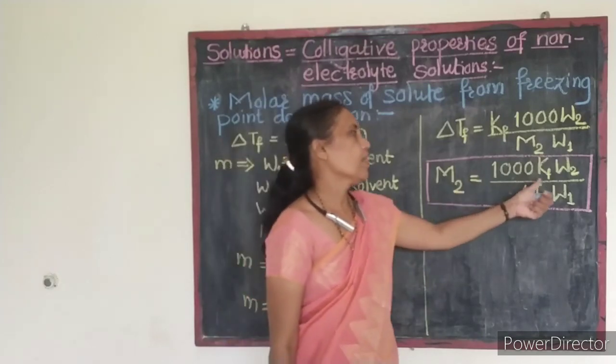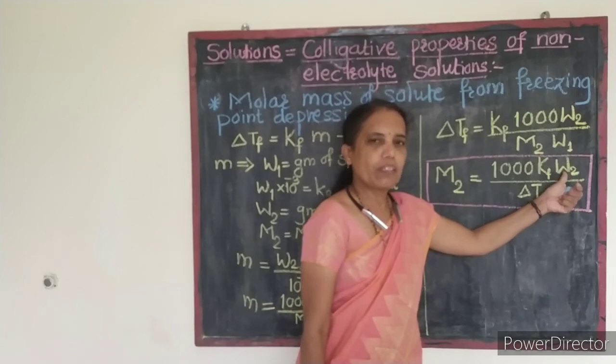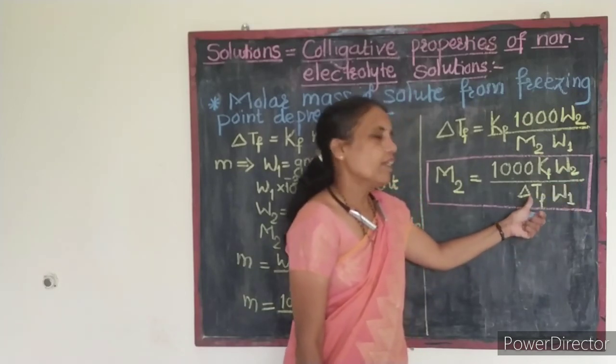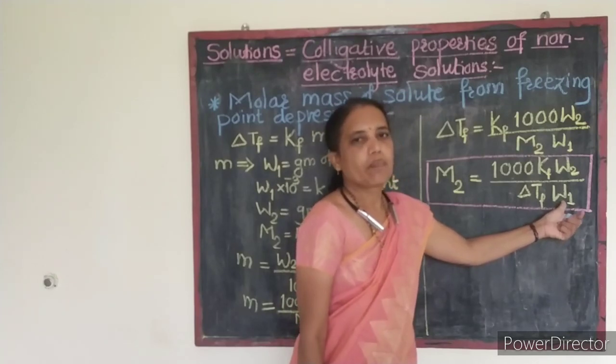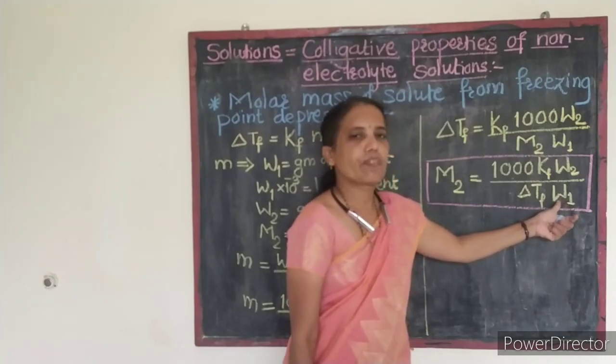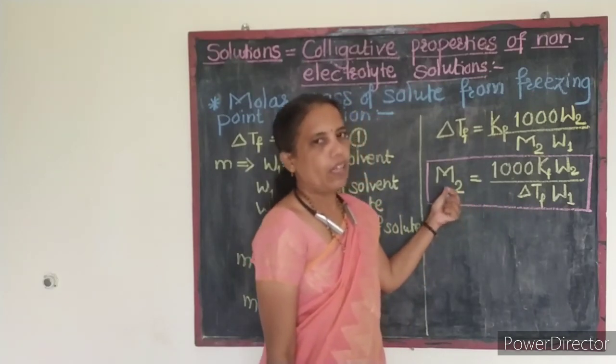जर तुम्हाला KF माहिती असेल क्रायोस्कोपिक कॉन्स्टंट, W2 माहिती असेल, डेल्टा TF डिप्रेशन फ्रीजिंग पॉइंट माहिती असेल आणि W1 म्हणजे किती ग्रॅम ऑफ सॉल्व्हंट आपण यूज केले ते माहिती असेल तर याच्यावरून मोलर मास कॅल्क्युलेट करू शकतो.